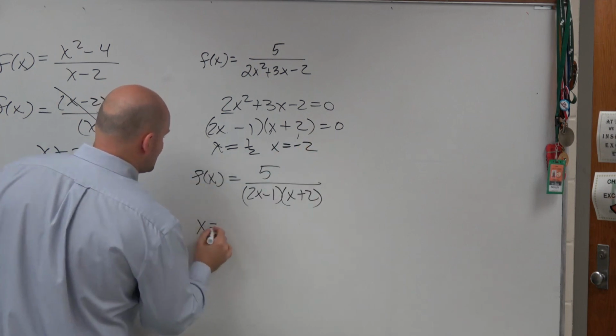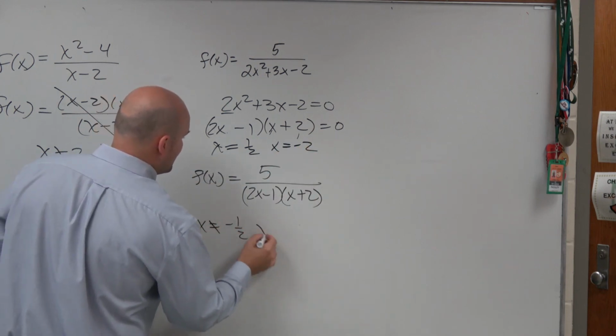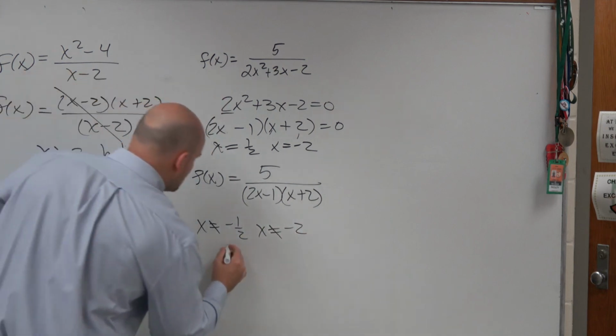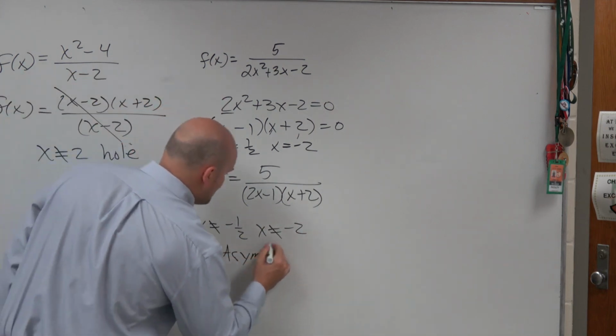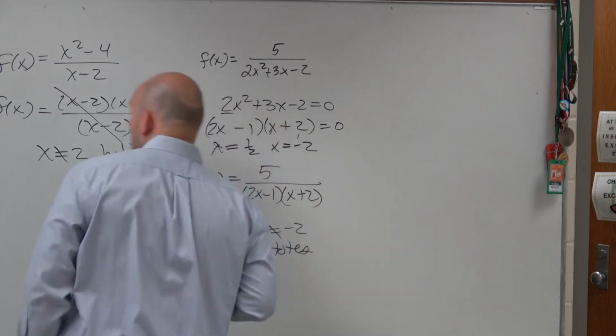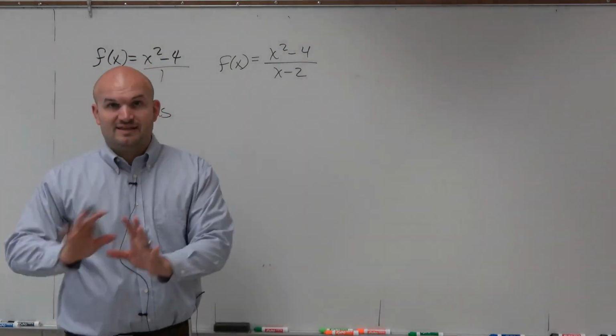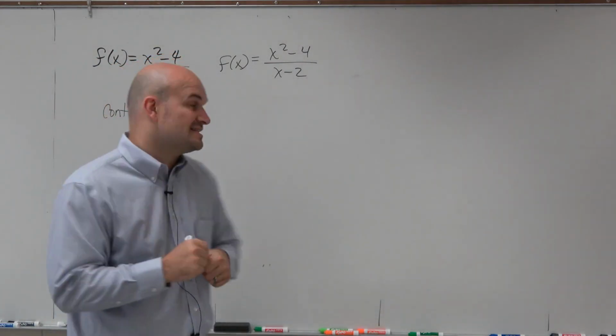So we're going to say x cannot equal negative 1/2 and x cannot equal negative 2. So those are my discontinuities, and they are asymptotes. Okay? Holes can be divided out. Asymptotes cannot. So regardless of trying to find the limits or anything else, we're just trying to find the discontinuities.